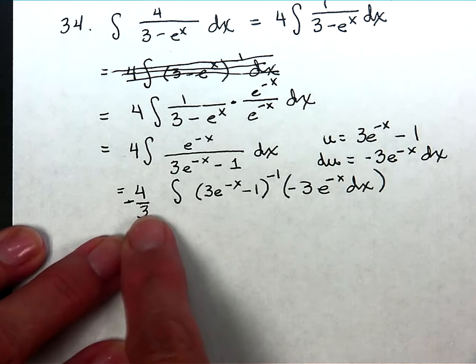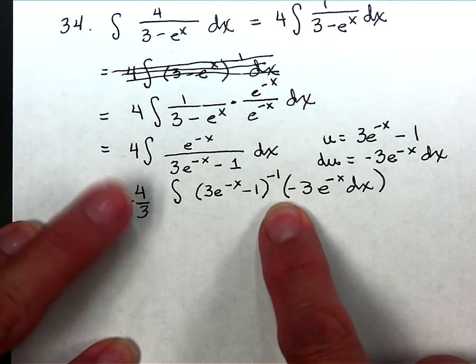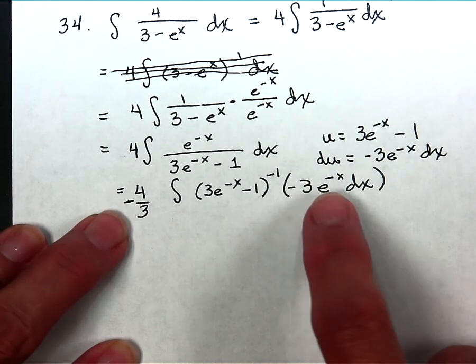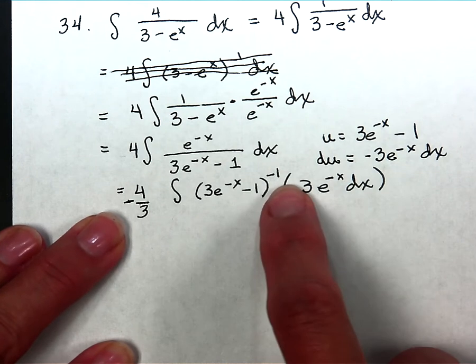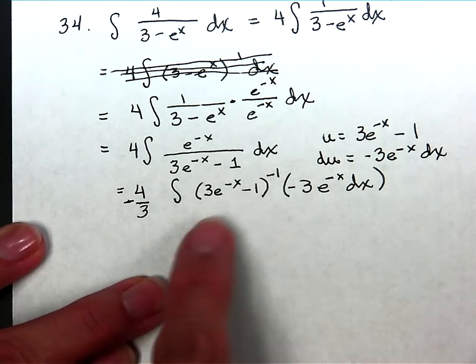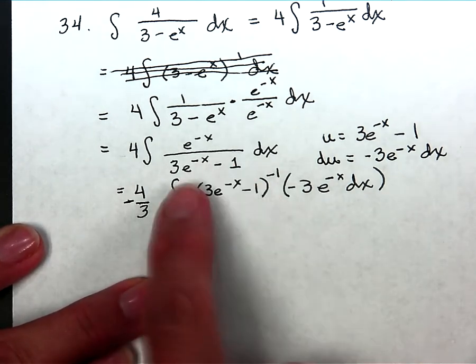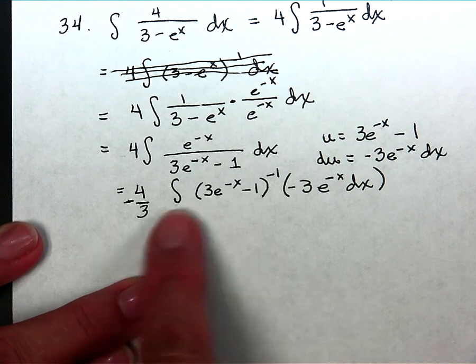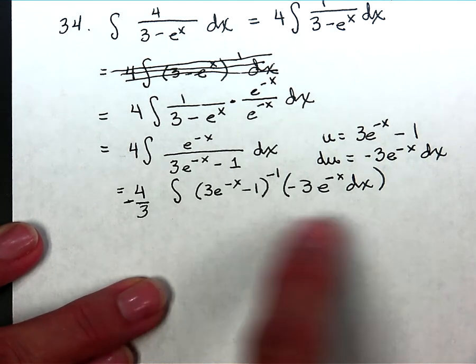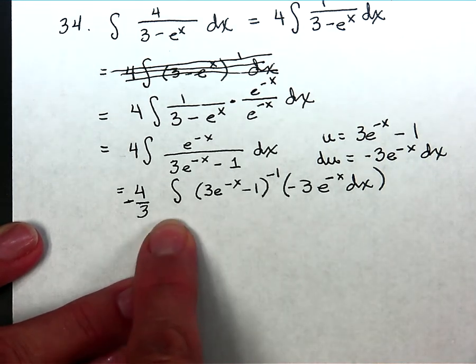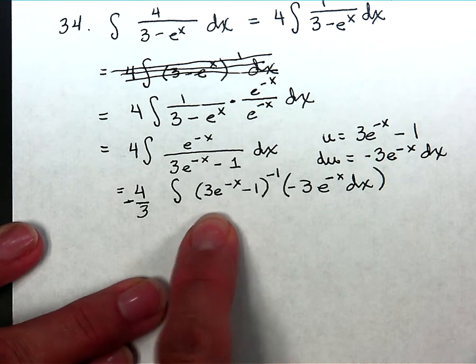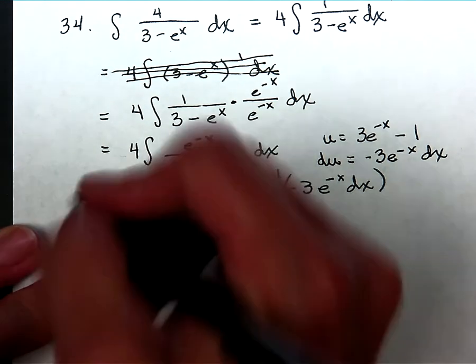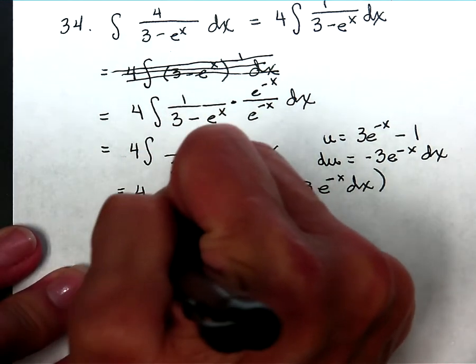There's the 4. There's the positive 1, e to the negative x in the numerator, that in the denominator, and just double check one more time. If this is e to the u, is this du right beside it? Yes, it is. So now, no matter how scary that looks, it's just the antiderivative of 1 over u du. What's the antiderivative of 1 over u du?